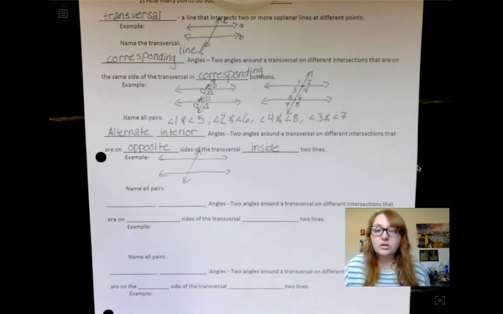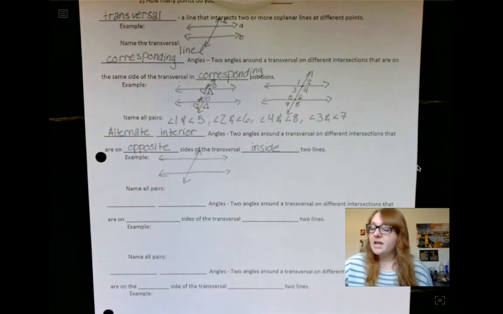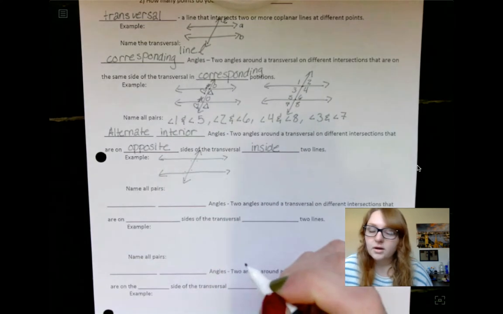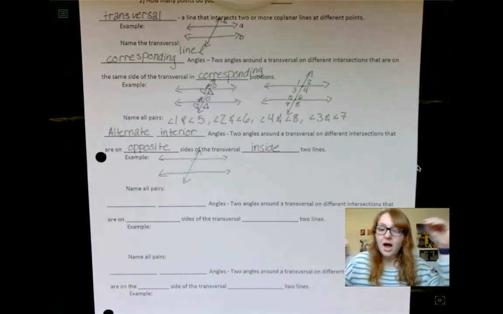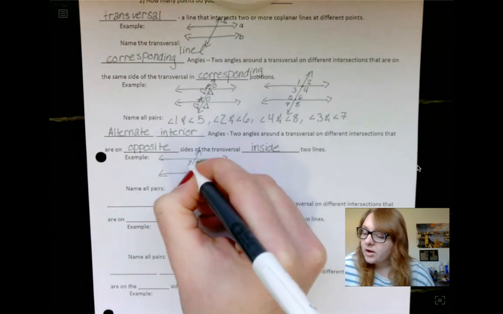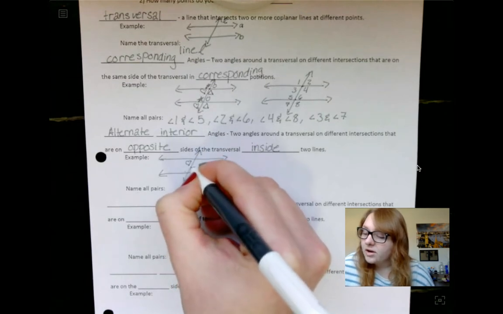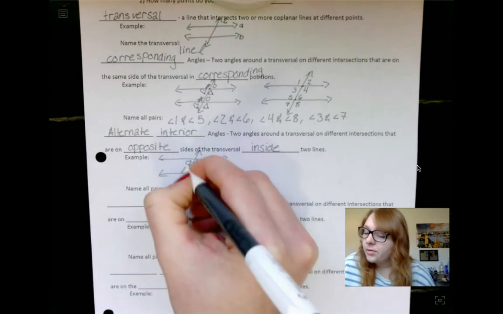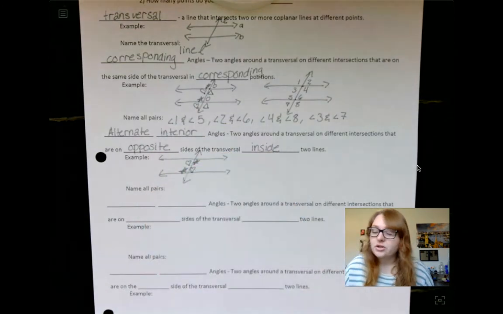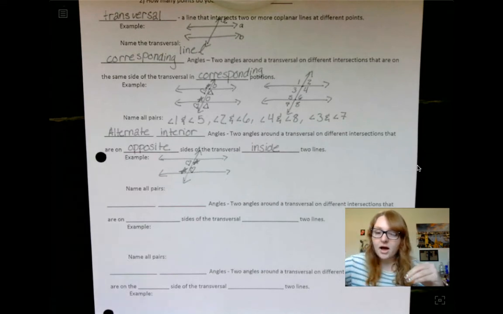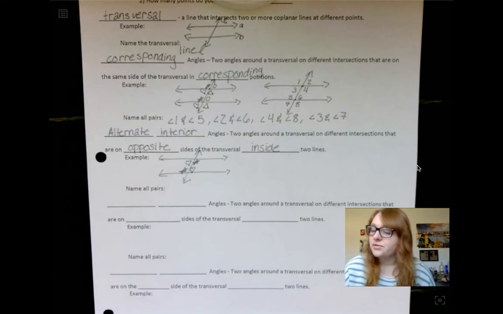Okay, and so alternate interior angles are going to be inside the parallel lines. So we're only looking at these 4 angles, and then they are on opposite sides of the transversal. Okay, so here and here. I put 2 little hearts, or here, or here. Those are little stars. So on the inside of the parallel lines on opposite sides of the transversal.